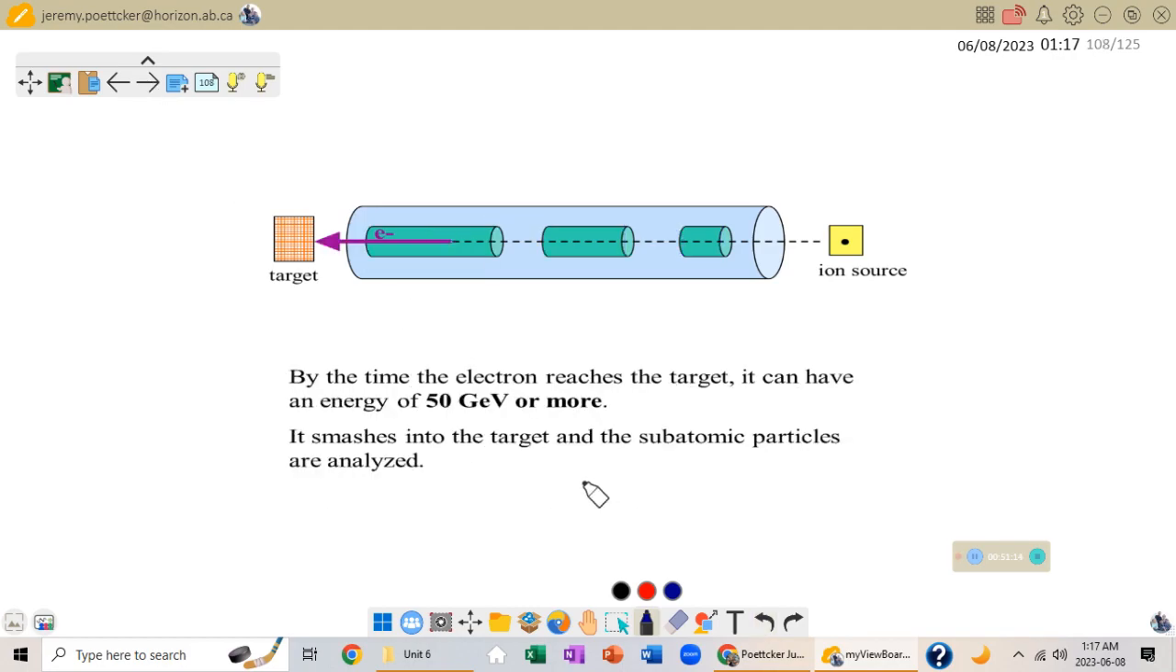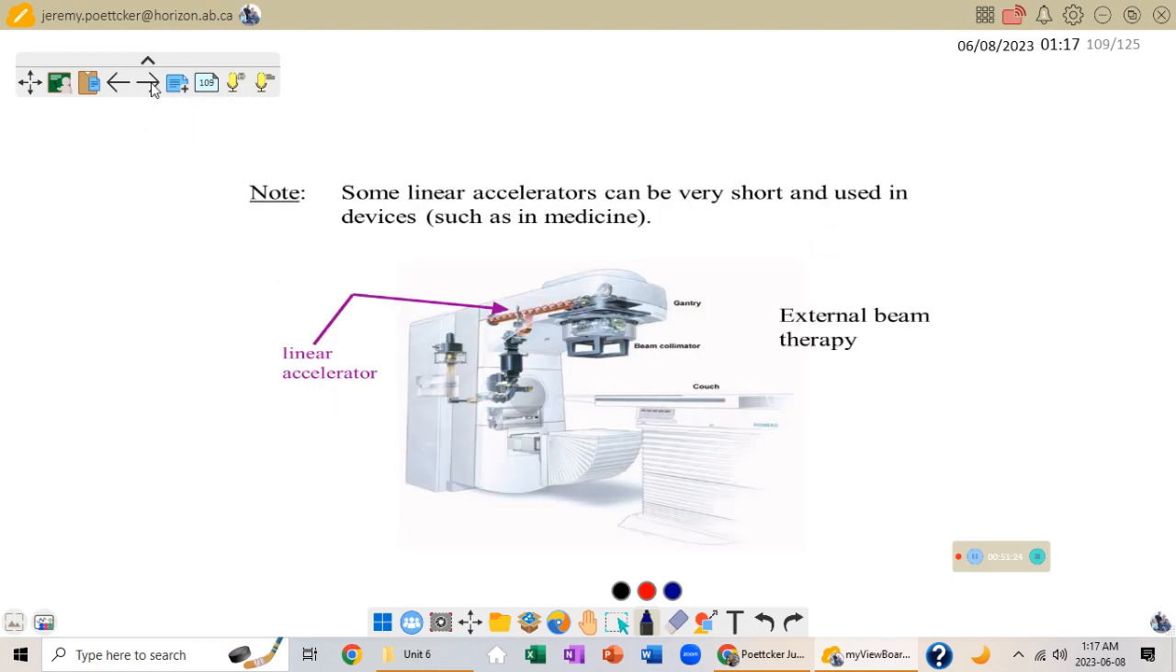By the time it reaches the target, it can have an energy of 50 gigaelectron volts or more. Smash into the target, subatomic particles are analyzed. Some linear accelerators can be very short and used in devices such as in medicine. So external beam therapy, we could use something like this for potentially a source of radiation therapy.